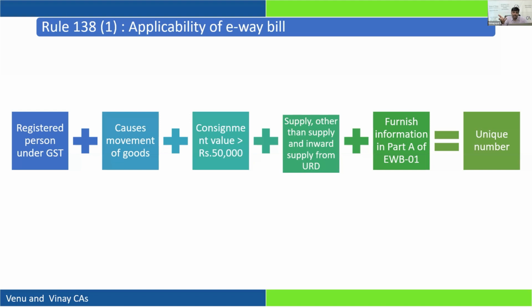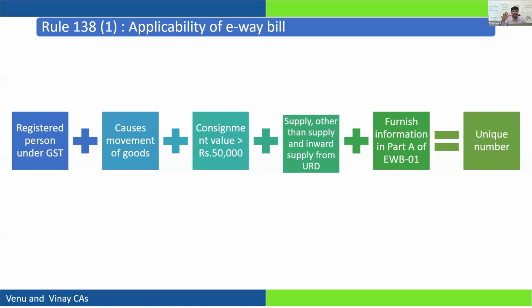I, as a registered customer, coming to your shop and buying the goods and asking you to deliver the goods to my factory: the responsibility to generate the e-way bill will be yours, because you have an obligation to move the goods. So the person who is causing the movement of the goods should raise it. The only exception is if the seller is unregistered, then the registered buyer shall raise an e-way bill.